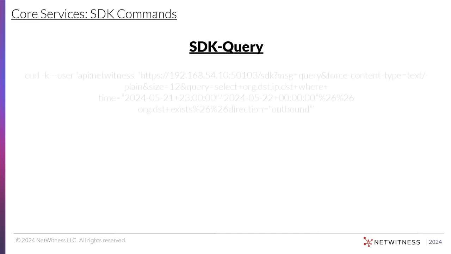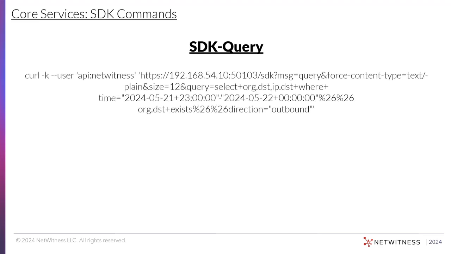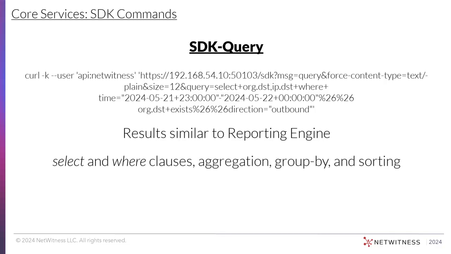Moving on is SDK query. This is probably the most widely used call in automated use cases because it behaves similar to a reporting engine report, and by that I mean that you can pass in a select clause to define which meta keys get returned, a where clause to filter your results, and optionally sorting or aggregation settings. While this is a very useful SDK command, the additional flexibility does come at the cost of complexity, so we're going to have to spend a little more time talking about this one.